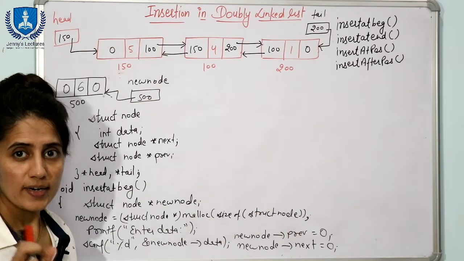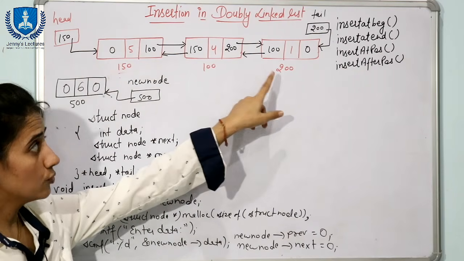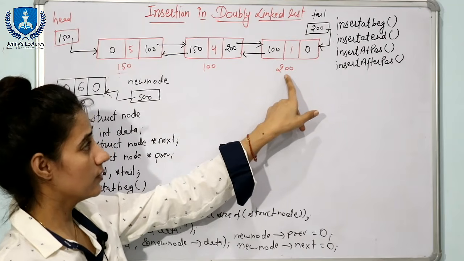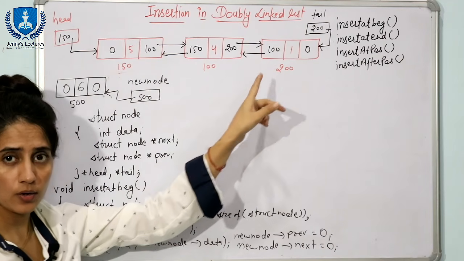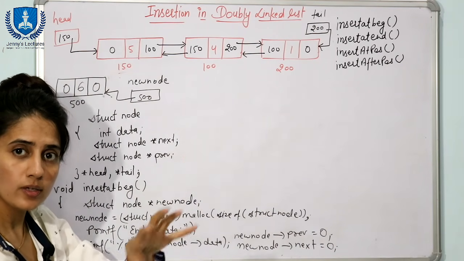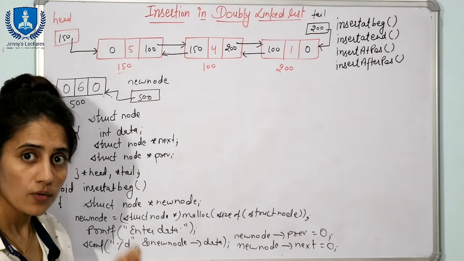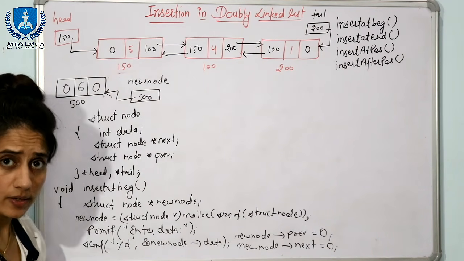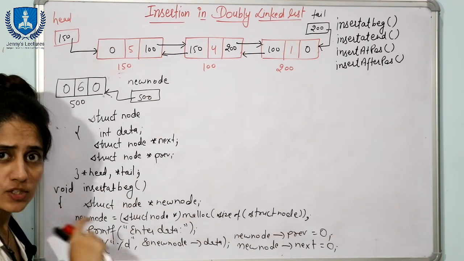See, so now let us take this case. We have these 3 nodes in the doubly linked list. Head is containing 150 and tail is containing the address of the last node, that is 200. We have created this list by calling the create DLL function. Now I am going to insert a node at the beginning of this list. Fine, this thing we have already discussed many times.